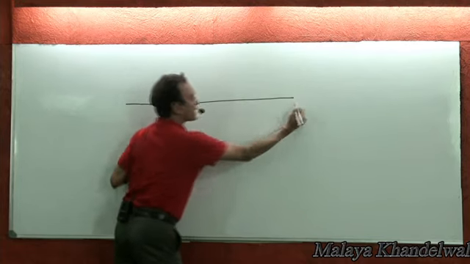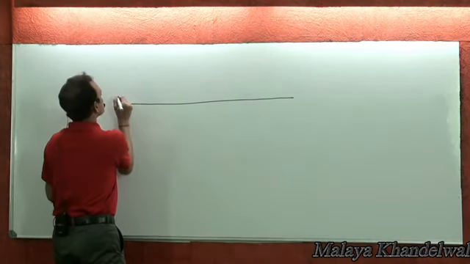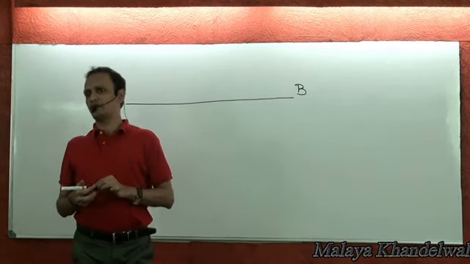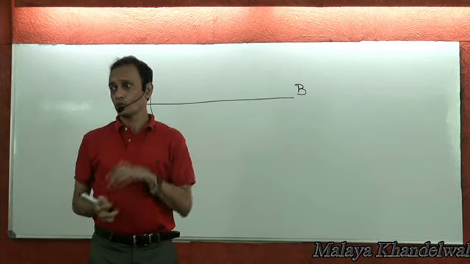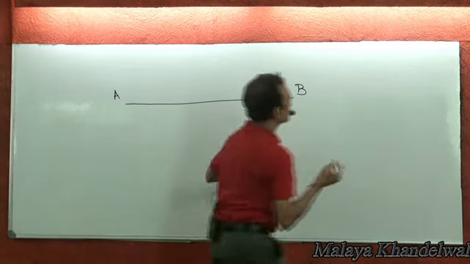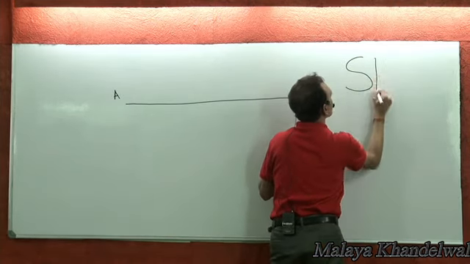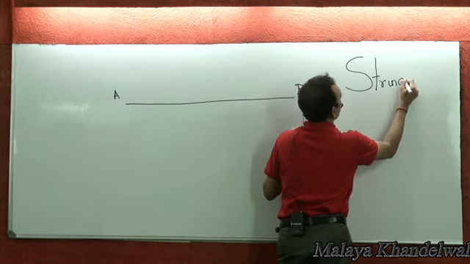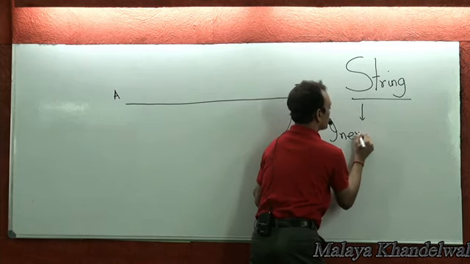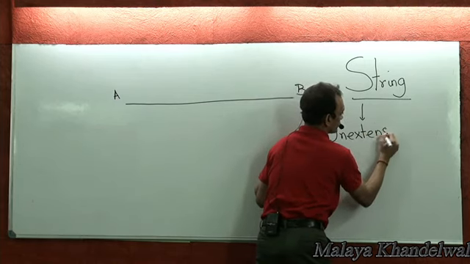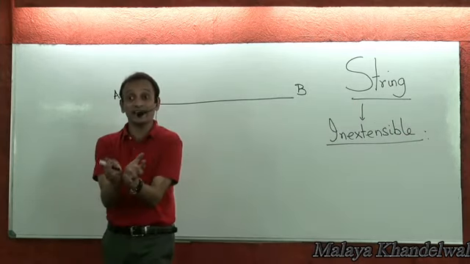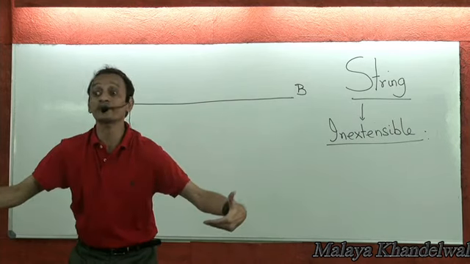Now, suppose there is a string. Call this string AB. What's the character of a string? A string is an inextensible entity. A string is characterized by its inextensibility. That means the length of the string will not change.